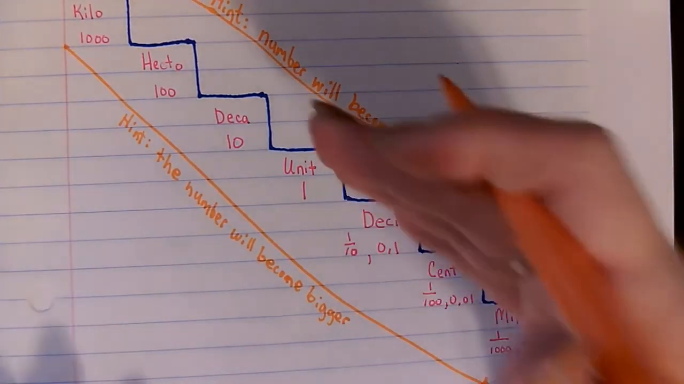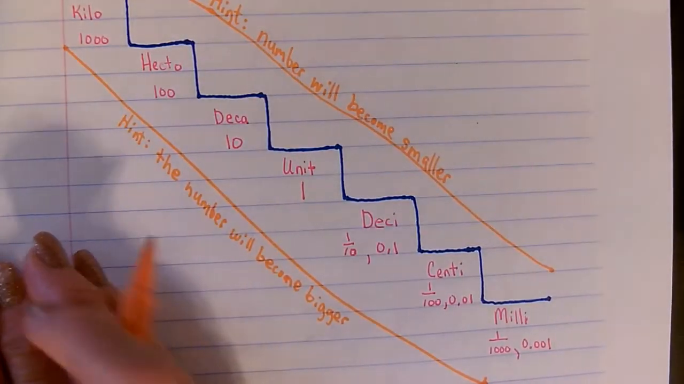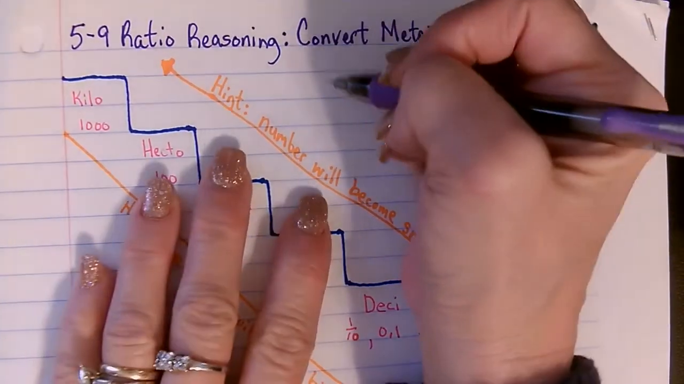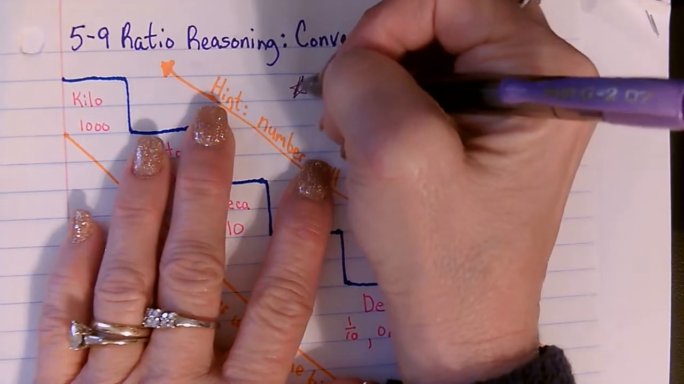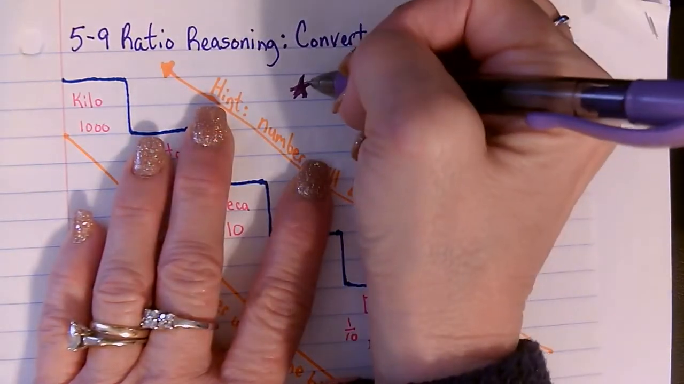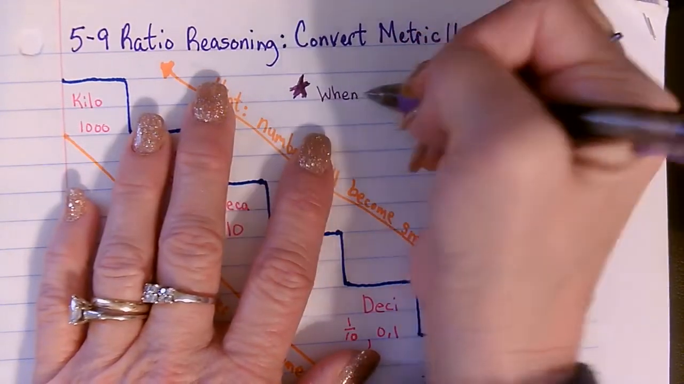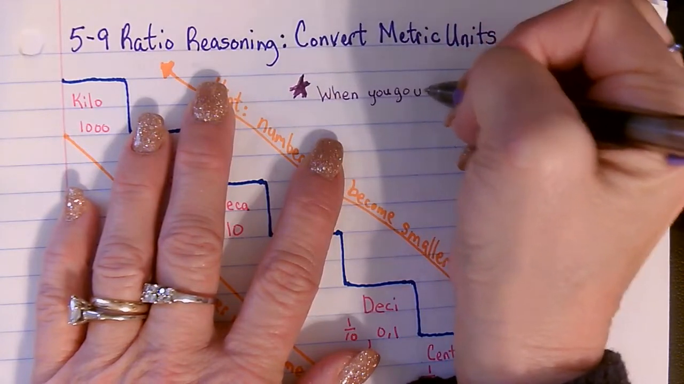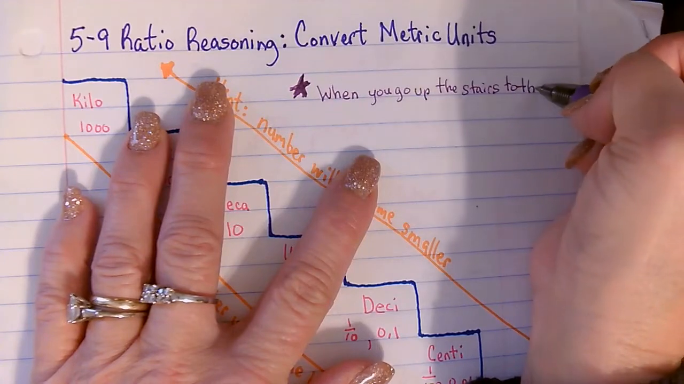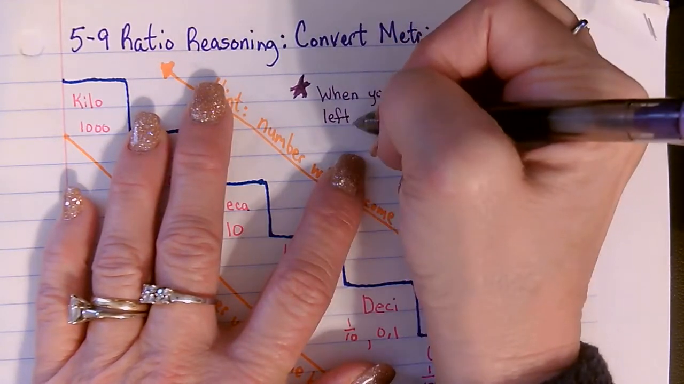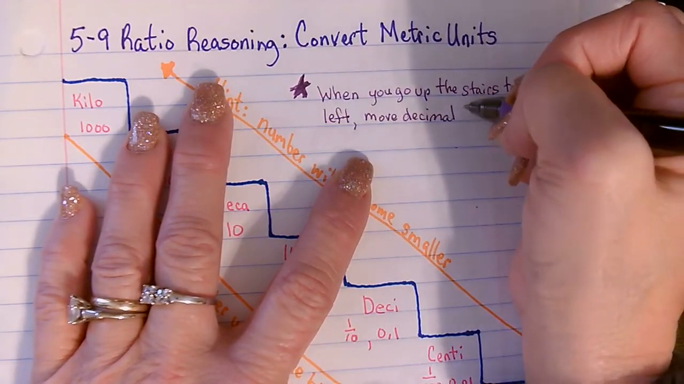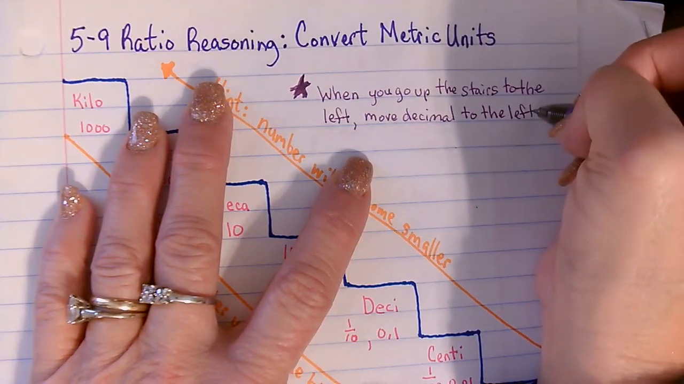Now, I'm going to put some information on this side regarding conversions this way, and on this side conversions going this way. So, let's start. Put a little star here. Here's my little star, or asterisk, whichever you would like to put here. Okay. And when you go up the stairs to the left, comma, move the decimal, wherever it would be located on the number, to the left as many steps as you take.